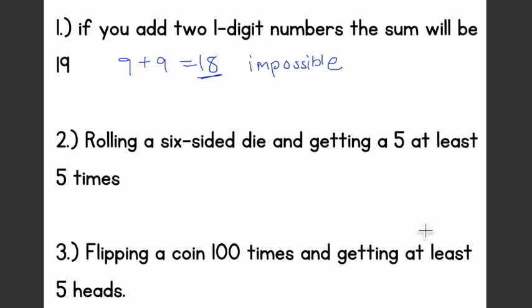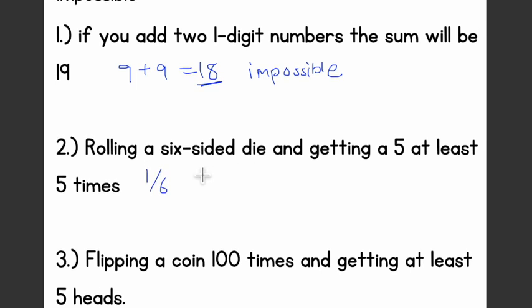Number 2, rolling a 6-sided die and getting a 5 at least 5 times. We know that getting a 5 one time is a 1 in 6 chance. So the next time would also be a 1 in 6 chance. If you did it 5 times, there would be a really small chance, but it'd still work. So this is possible.